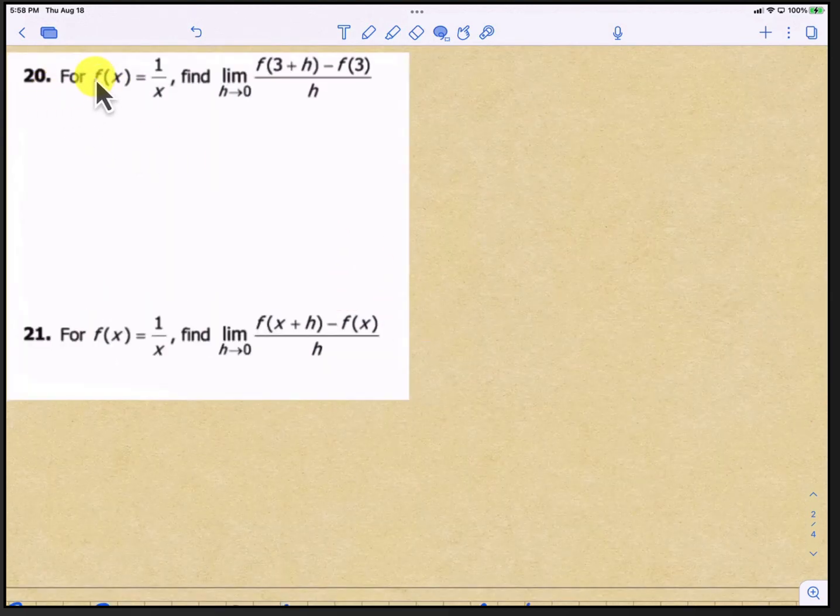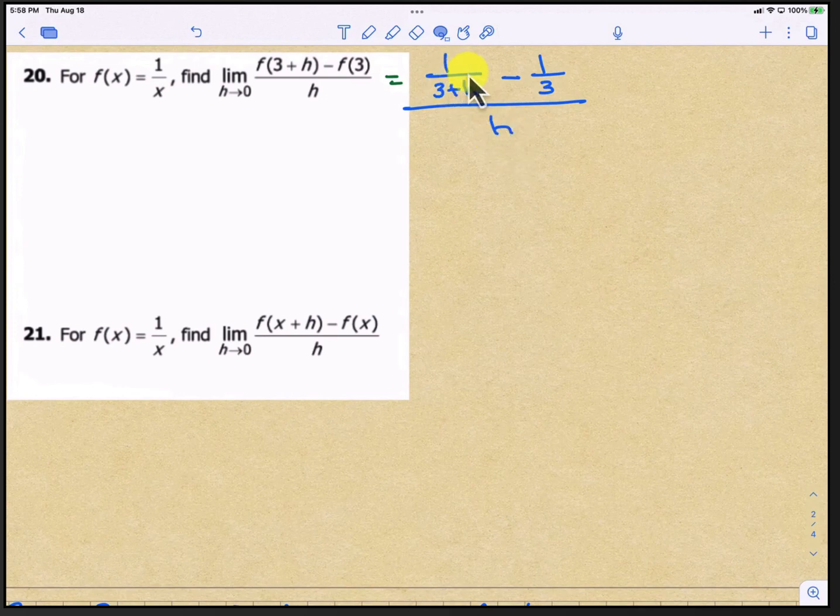Here's number 20. F of x is 1 over x, and that's the limit as h approaches 0 of this expression. So first, what is f of 3 plus h? And then what is f of 3? So f of 3 plus h is going to be 1 over 3 plus h, and then f of 3 is just 1 over 3. And all of that is over h.